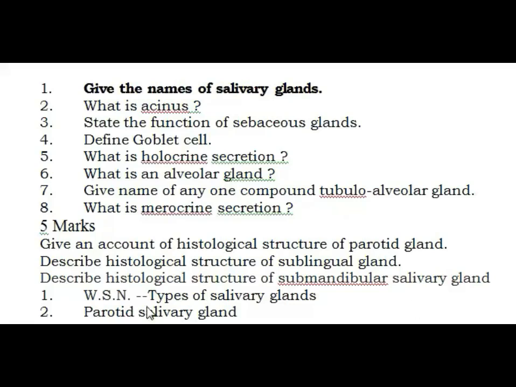Then sometimes they ask for a short note on types of salivary glands. There you have to describe in short all three different types of salivary glands: parotid, sublingual, and submandibular gland. Then write a short note on the parotid salivary gland. The answers to these questions, an account of the histological structure of the parotid gland, you can repeat in the answer on the parotid salivary gland short note.